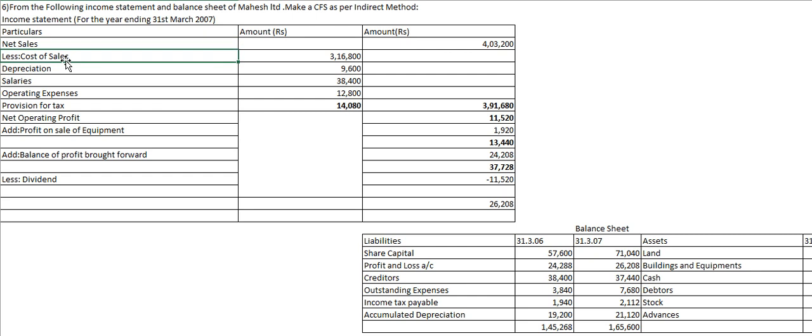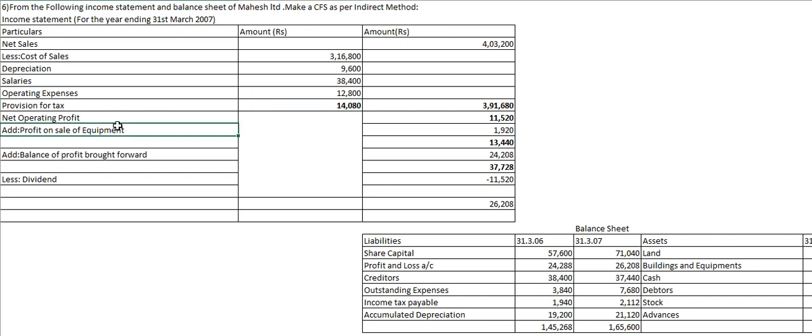Next is cost of sales, which will not be considered. Depreciation is a non-cash item, so it will be added to your net profit. Salaries and other operating expenses will all not be considered. Provision for taxation, this 14,080, is nothing but the current year's provision. If it is a current year's provision, where will you consider it? You will add it to your net profit in order to calculate your net profit before tax.